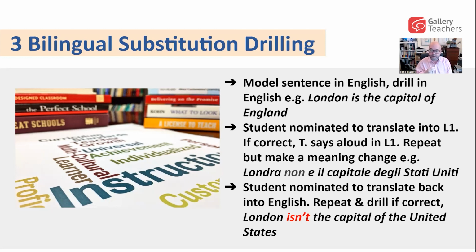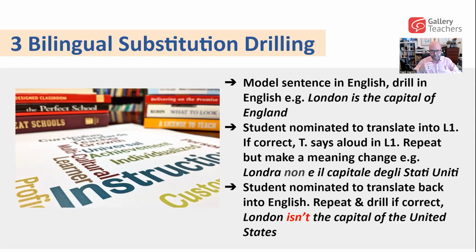If that translation by the student is correct, the teacher says it aloud and then says it again by making a change in meaning. So rather than, Londra è il capitale dell'Inghilterra, it changes to Londra non è il capitale degli Stati Uniti. And the students are nominated to translate it back into English, which, if it's done correctly, is then drilled. London isn't the capital of the United States.